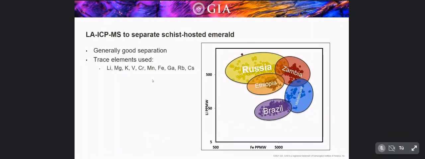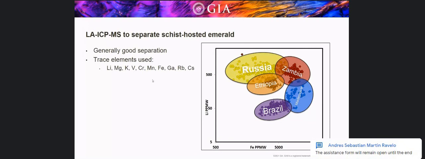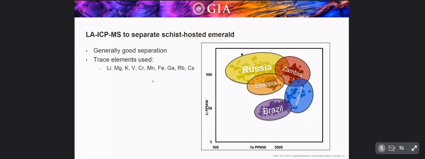So here's sort of an example of the output from that. This is a trace element diagram of all of our reference samples. So these are samples that we went out to the field to collect. You know, we've been to Russia, Ethiopia, Zambia, Madagascar, and Brazil to collect emeralds. And we take these emeralds, analyze their chemistry with LA-ICP-MS, and we can plot them on these diagrams to separate out these different deposits based on their origin.